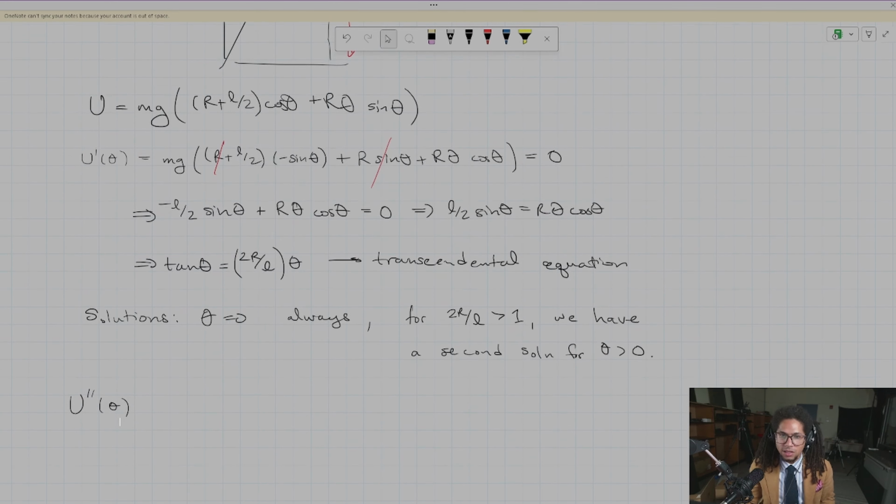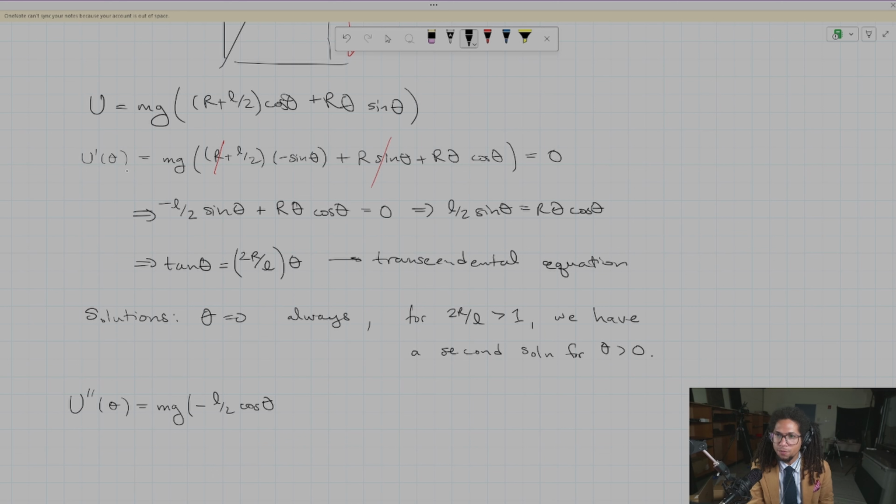That's relatively easy because we already have u prime of theta if we just ignore the equals 0. And we'll have to keep the mg around. So u double prime of theta is equal to mg times, well, first I have L over 2 minus sine theta. Taking the derivative of minus sine theta, I'm going to get minus cos theta. So minus L over 2 cos theta is my first term.